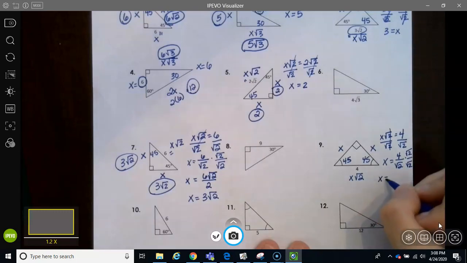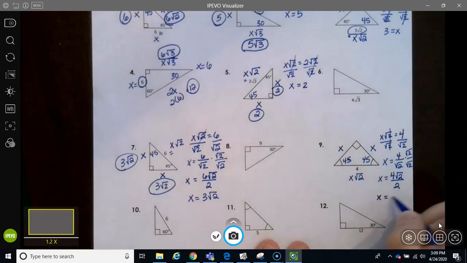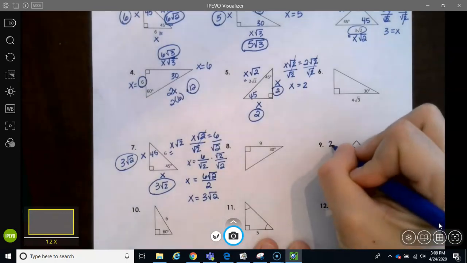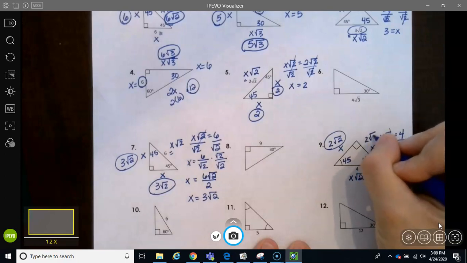When we do that, we're left with 4 square roots of 2 all over 2. And then cover up that square root. 4 over 2 reduces to 2. So our answer is x equals 2 square roots of 2. Bring back that square root of 2. Don't leave it up there. And then replace your x's with 2 square roots of 2. So this side is 2 square roots of 2, and this side is 2 square roots of 2.